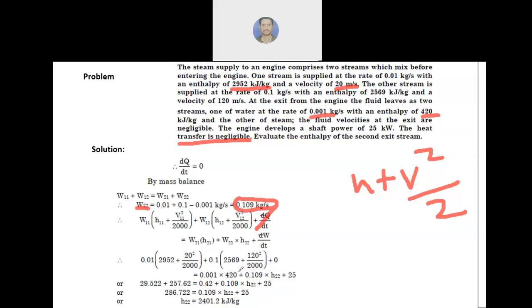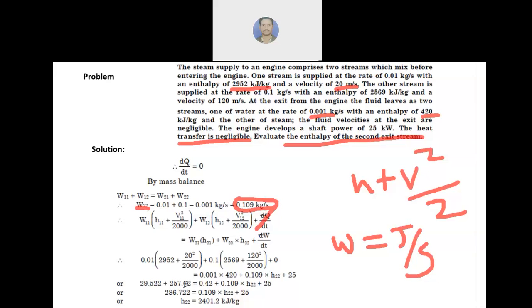Next, H22. Any idea about H22? No, you have to find it. You have to find only this H22. Now work, it is given as power. How much? 25 kilowatt. Power is nothing but work per unit time. The unit of work is joule, per unit time, time is second. Joule per second is watt. So it is given in watt.